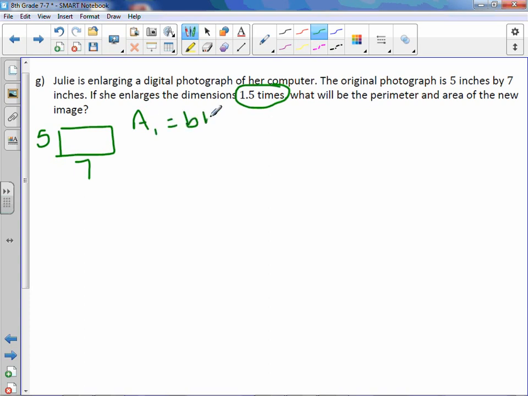Area is base times height, which is 5 times 7, or 35. We also need to know the perimeter. The perimeter, you just add up all the sides. Well, this would be 7 and 5. Add those up, and you get 24.